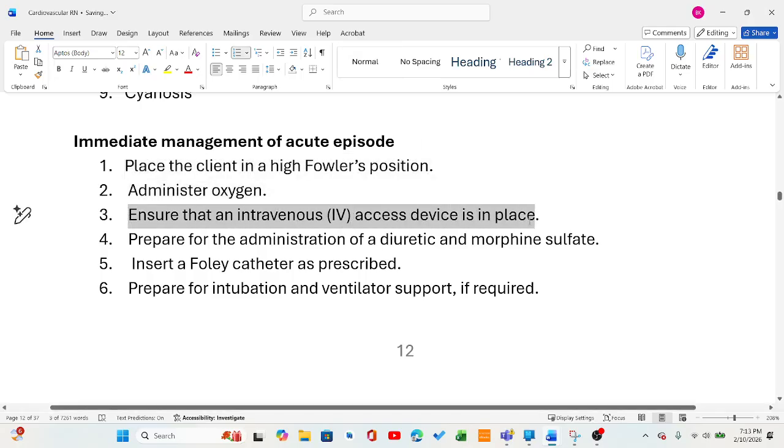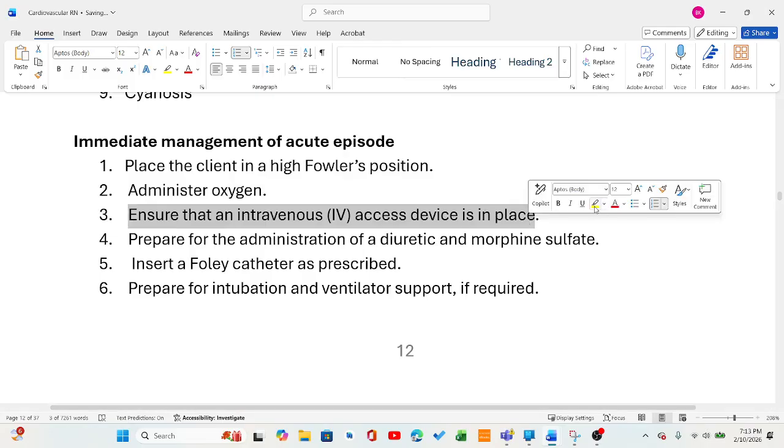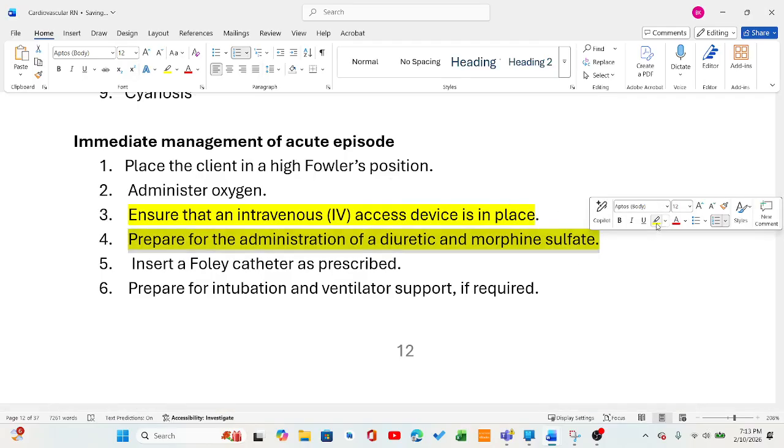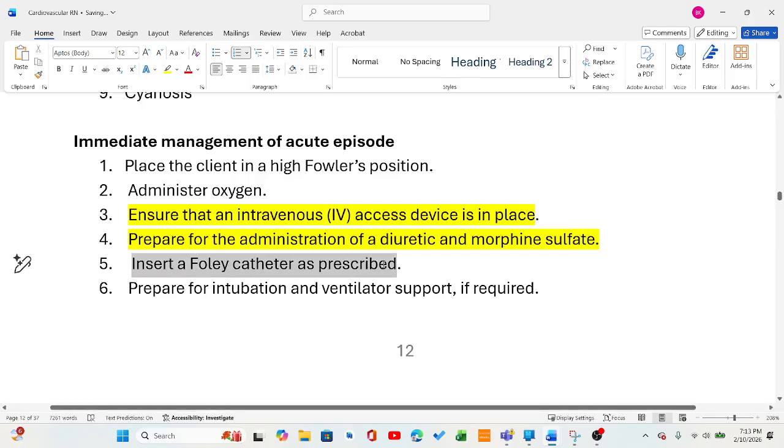Prepare to give furosemide. So, you start an IV, and also prepare to administer diuretic, morphine sulfate. These are things that you should know, especially because nitroglycerin is not going to do the job over here. Then you are going to be inserting a Foley catheter to know how much the patient is peeing, to see if the furosemide, the diuretic, is working or not. So please, please be careful.